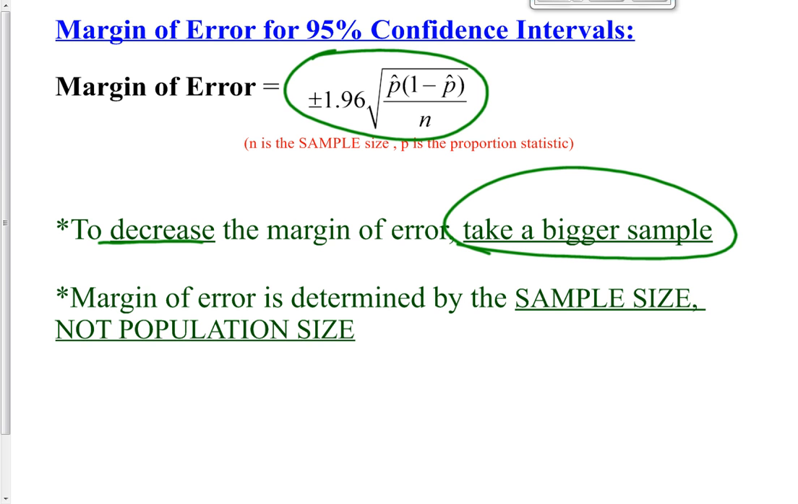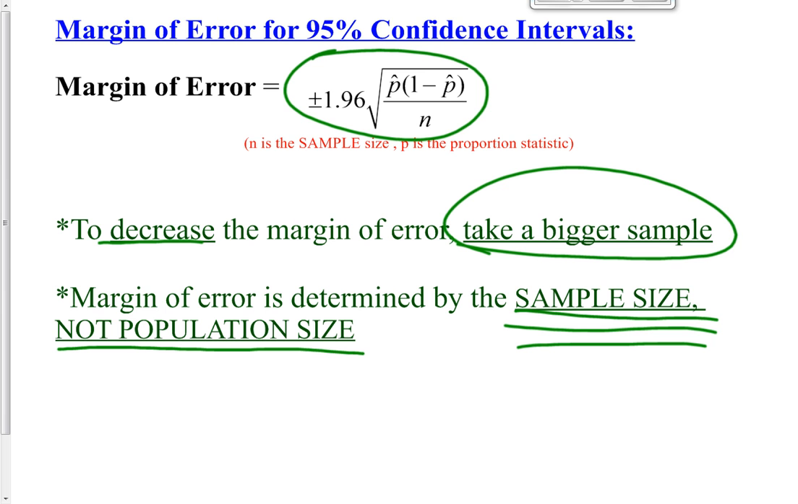Margin of error is determined by the sample size, not the population size. So make sure you understand that. We might have statistics done in the United States, and we might have statistics run in China. Even though China is a lot bigger country than we are in population, if we take a sample size of 1,000 here in the United States and they take a sample size of 1,000 in China, it doesn't matter that China has a much larger population. The margin of error would be the same because the sample size is the same. So that's what we pay attention to when we talk about margin of error. It's the sample size, not the population.